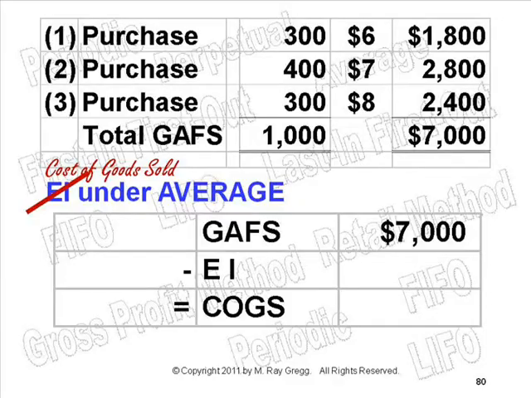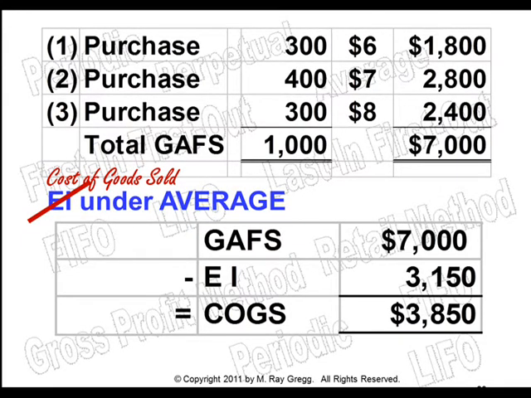Let's determine cost of goods sold. The way we've been doing it for 2 weeks now is goods available for sale minus ending inventory. Goods available for sale, 7,000. Ending inventory we just determined to be $3,150 under the average amount. Cost of goods sold should be $3,850. $3,850 belongs on the handout if you're keeping score.